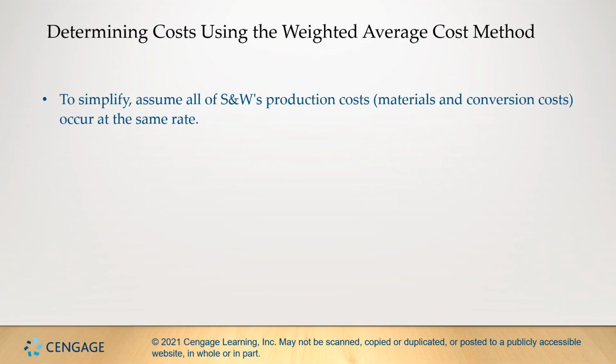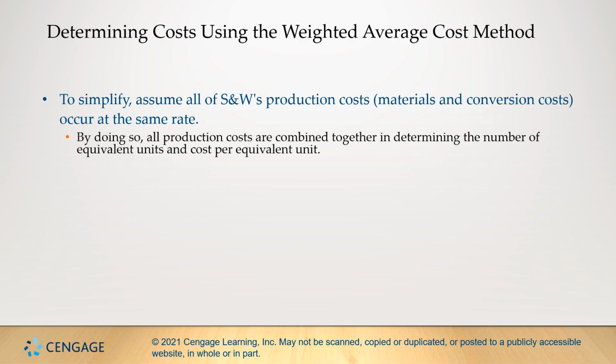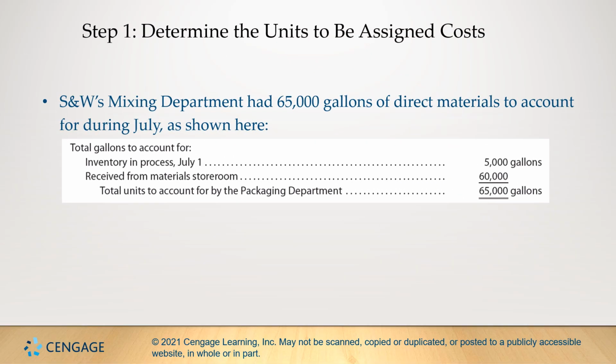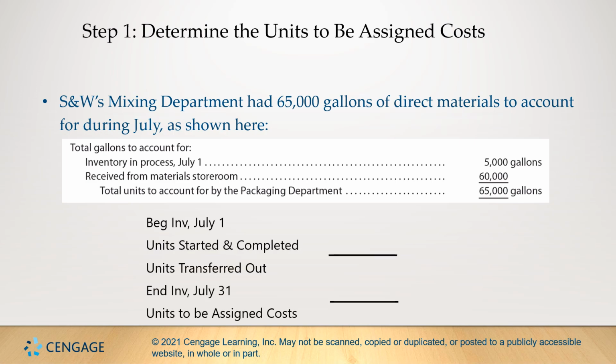To simplify these calculations, let's imagine that both materials and conversion costs are incurred at the same rate. This means that we can calculate a single cost per EU for both materials and conversion costs. We need to account for 65,000 gallons of product. Begin the process by writing out our formula for units to be assigned costs. Here we see our beginning inventory and our units to be assigned costs from this information.